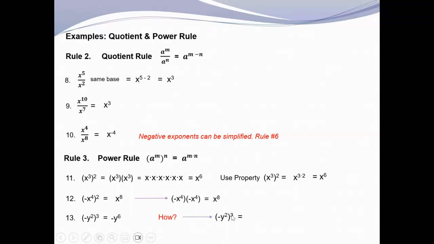Negative y squared raised to the 3rd power is the same thing as negative y squared times negative y squared. That gives us y to the 4th power. And then you multiply it by another one, that's going to give us negative y to the 6th power.